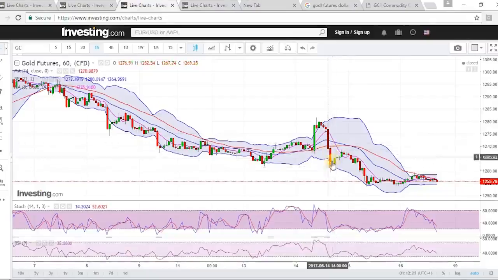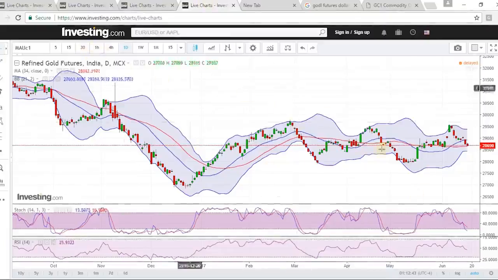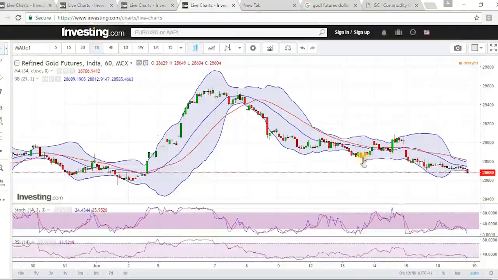But once this move was over, again the price moved so sharply below the hourly moving average of 21 and 34 period. When the market came close to these levels, there was a shorting opportunity and the market gave it. And similarly we can see the MCX gold daily chart and MCX gold hourly chart. We will go, and a similar scenario was played out. This is for this week.